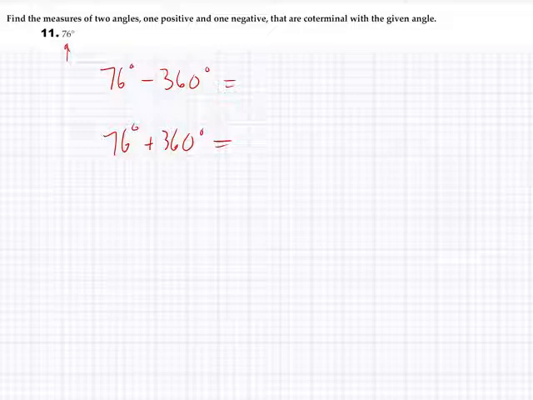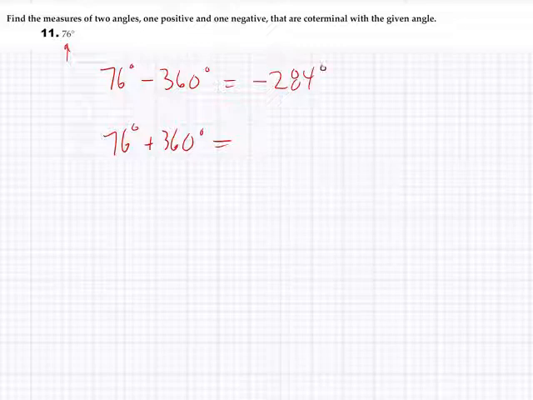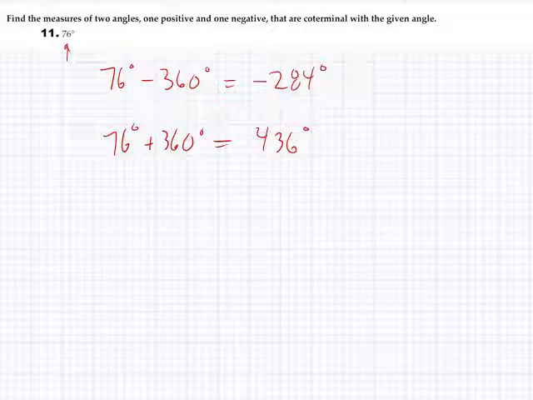So if we take 76 minus 360, we would get negative 284, and that would be degrees. And then if we took 76 plus 360, we would get 436 degrees. Make sure you put your degree measure on here because when you measure an angle, you have to state how you measured it, degrees or radians. And if it's degrees, you need the degrees symbol or you need to write degrees.